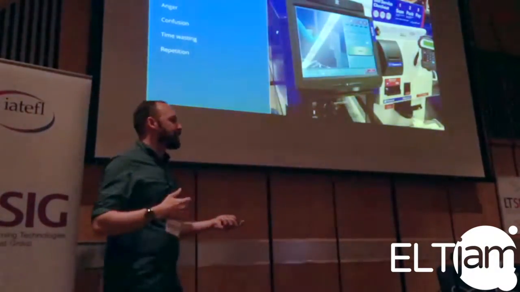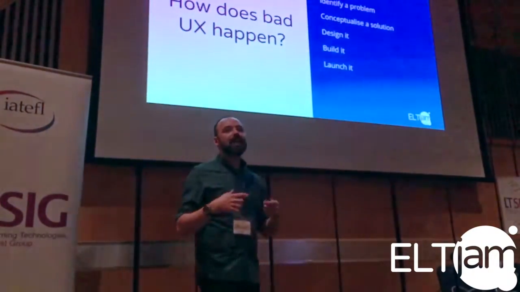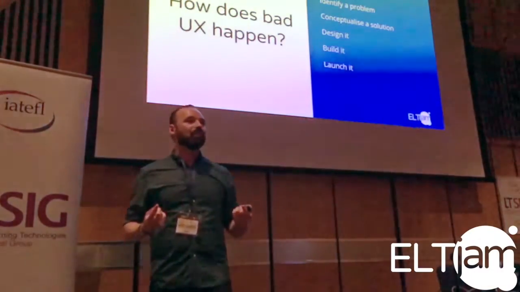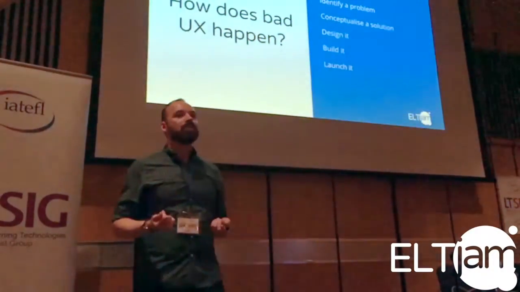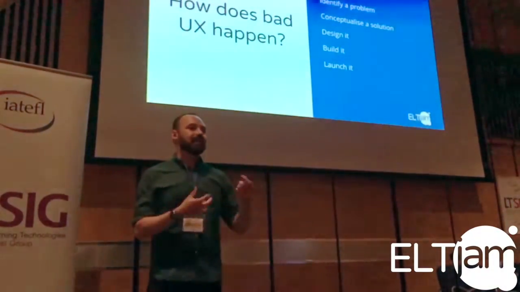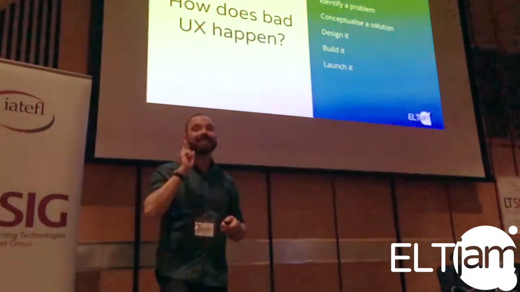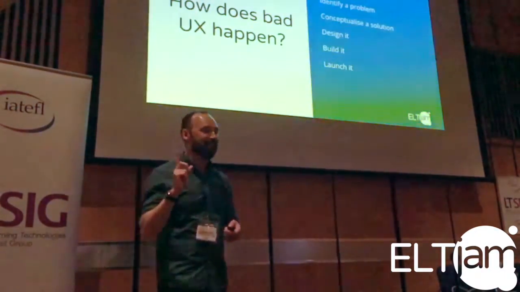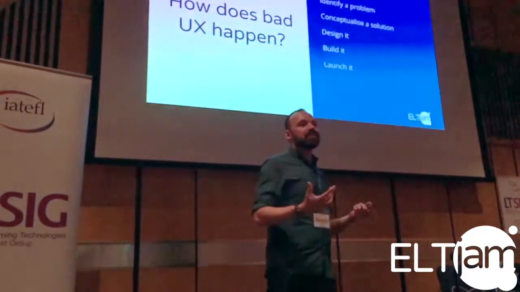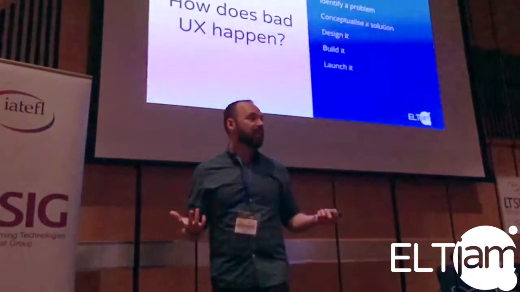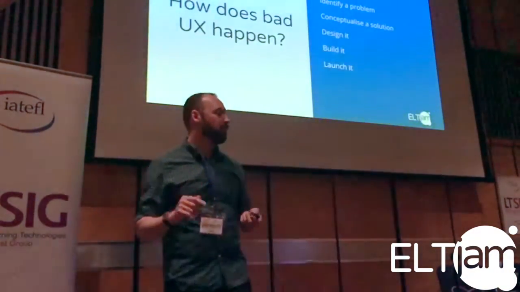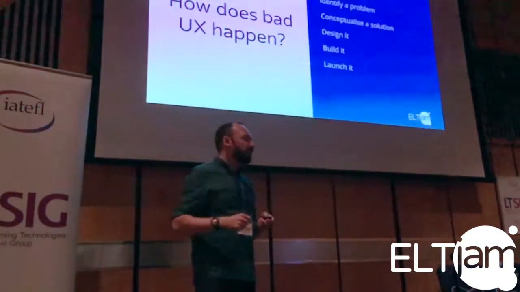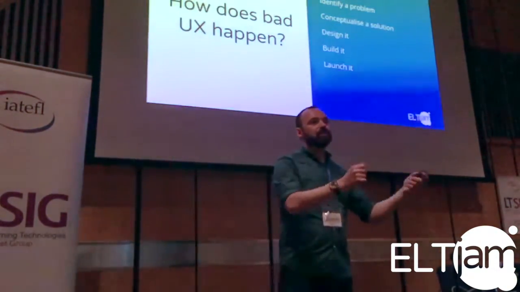So this is how bad UX happens. Somebody identifies a problem that they want to solve. In this case, the problem Tesco want to solve is get people checked out faster. Although that's the problem they say they're trying to solve. You then conceptualize a solution to that problem: self-service checkout, brilliant, get rid of the queues, that's going to work. So someone designs it, and then they build it, and then they put it into stores.